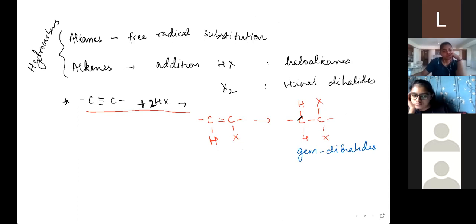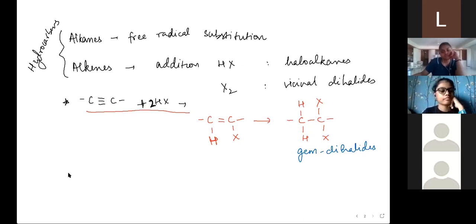Ma'am, it's justified, right? It's just not there in your textbook, but this is one way to do it. If you want geminal dihalide instead of vicinal dihalide, you start off with an alkyne. All the reactions you learn, they're all used one way or the other. One compound's properties becomes another compound's preparation. That's it.